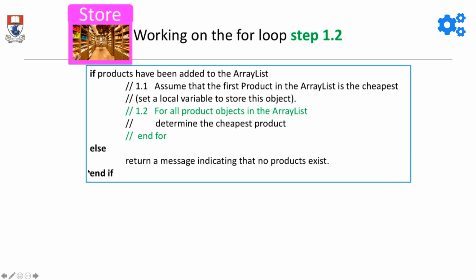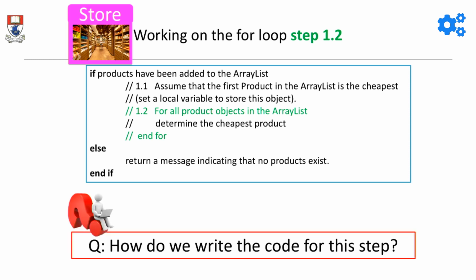Okay, so working on the for loop next. Again, we're within the if statement, and all I want you to focus on is that we need to write a for loop. We're working on the for loop for step 1.2. So I'm going to put in step 1 again, I'll label it right this time. Step 1.2 this is. What I want you to do is to reply, please, with what's going on here. For all product objects in the array list, how would you write that for statement?